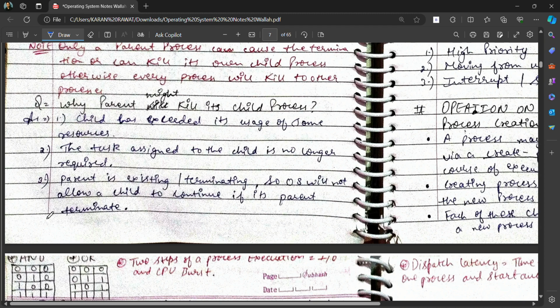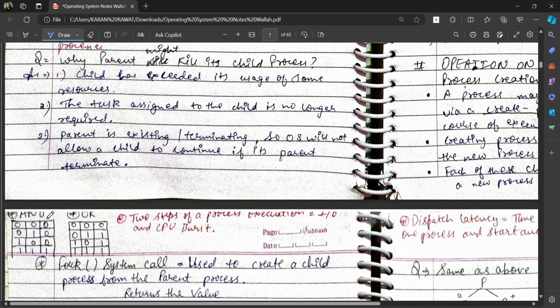The second point is that the task assigned to the child is no longer required, the task for which the child was created by its own parent. Now that particular task is no longer required, so we don't require execution, and we don't require the child. At that point of time the parent can kill. The third point is that the parent is exiting or terminating, so the operating system will not allow the child to continue if its parent is terminating. If the parent is not there, what will the child do? The child will not do anything if its parent is not there. If a parent is terminating, the child also needs to leave. So this is the case where a parent might kill its own child process.